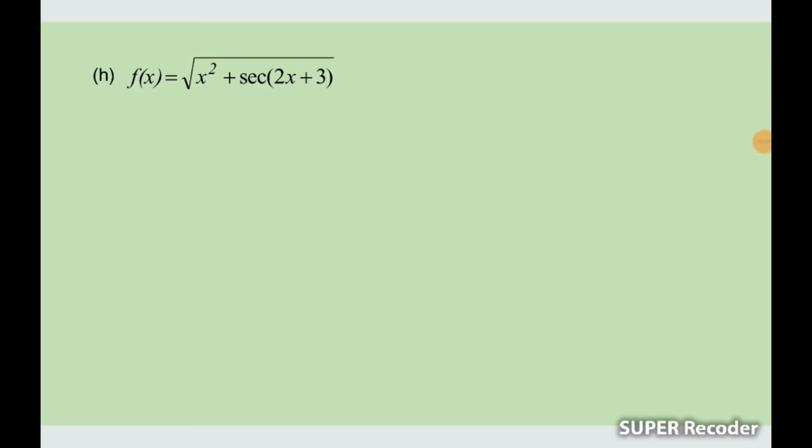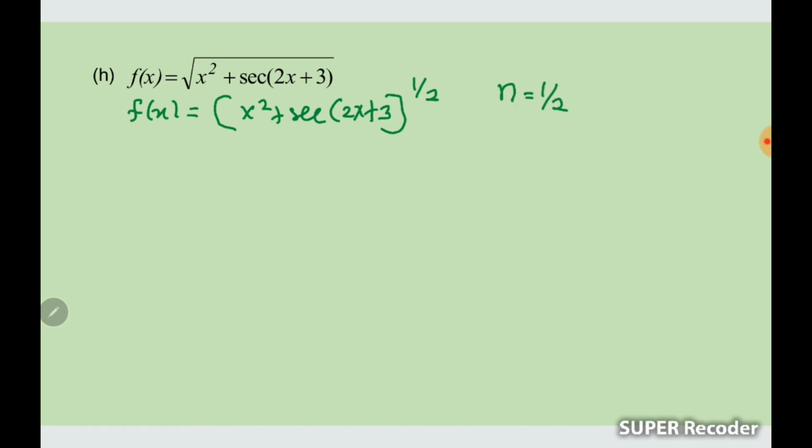Now we continue with example H. Given f of x equals square root of x squared plus secant 2x plus 3. We are going to solve this question by using the power rule here, after you change the square root into x squared plus secant 2x plus 3 to the power of half. Please take note that 1 over 2 is the power, and n is equal to 1 over 2. So we are going to use the power rule here.